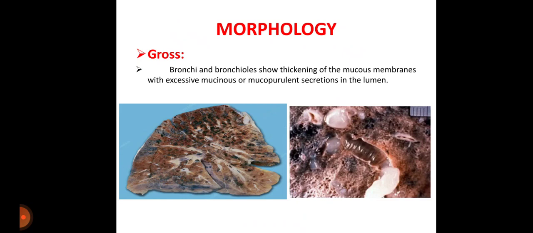Morphology, gross features. This picture represents the thickening of the mucous membrane. This one represents the excess mucus and mucopurulent secretions in the lumen. Mucopurulent means a combination of mucus and pus.